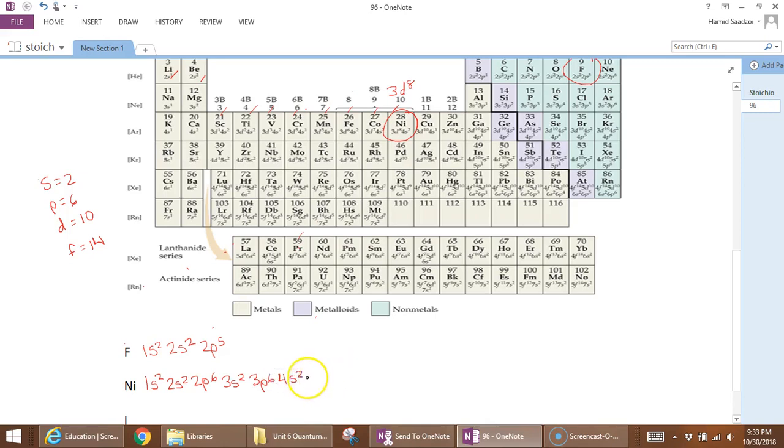4s2, and now the D block begins. Remember, D is one less than the period number. It's in the fourth shell, so it's going to be 3d, and our stop sign is at 3d8. Once again, you can see the total number of electrons matches, which is 28. You just count the exponents if you don't believe me: 2, 4, 10, 12, 18, 28. We know we did it correctly.